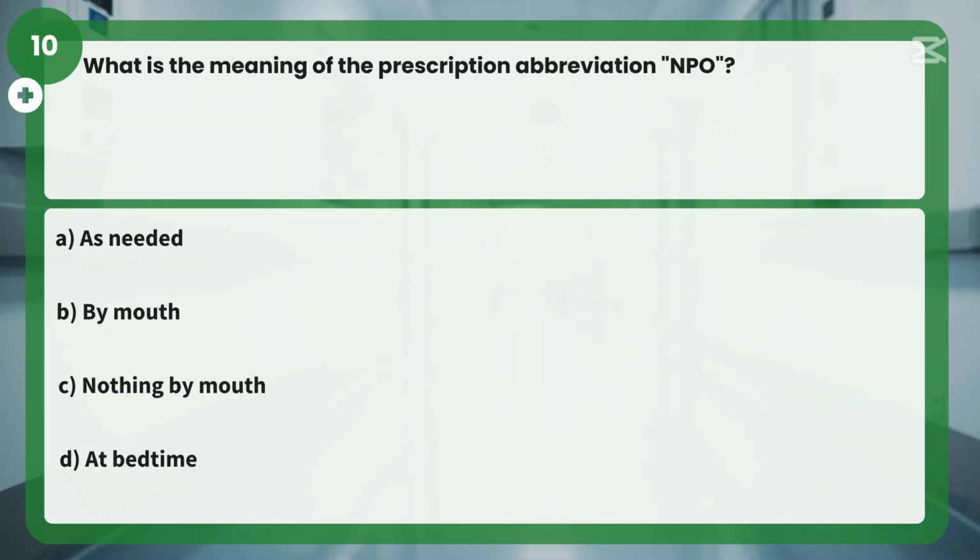Question 10. What is the meaning of the prescription abbreviation NPO? A. As needed. B. By mouth. C. Nothing by mouth. D. At bedtime.